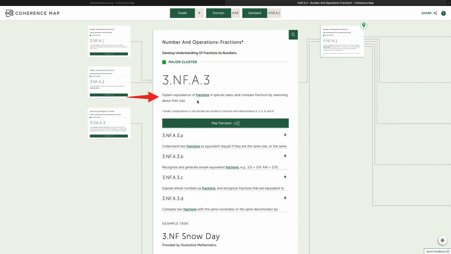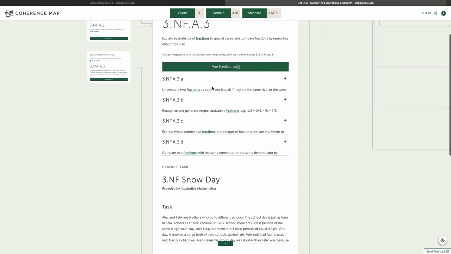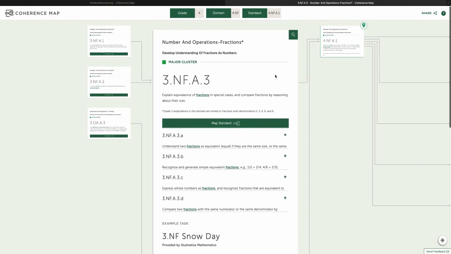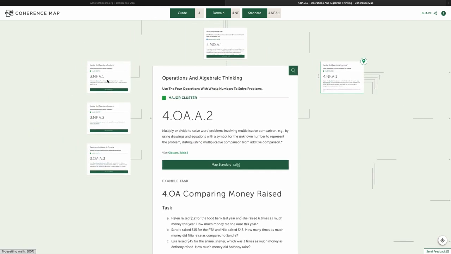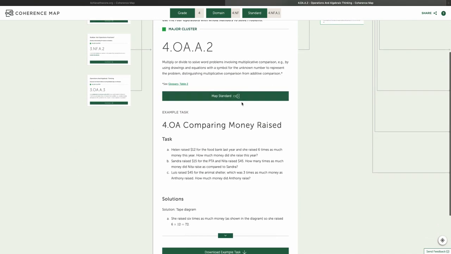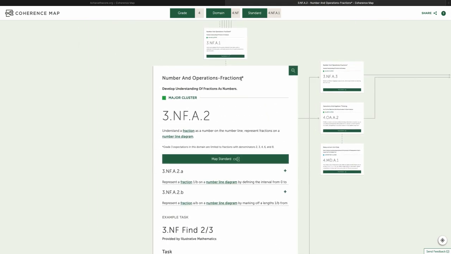Can they explain equivalence of fractions? And again, you can map this standard as well. You can also go back and, if they did understand that, see if they understood 4OA. And that would be another precursor to the standard. And you can keep mapping backwards until you identify where that gap was. So again, each one comes with a task.